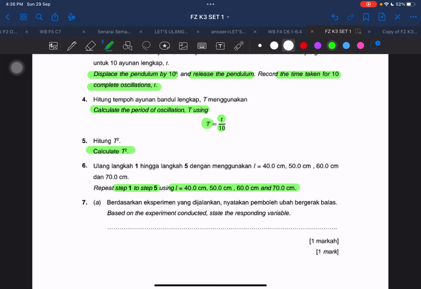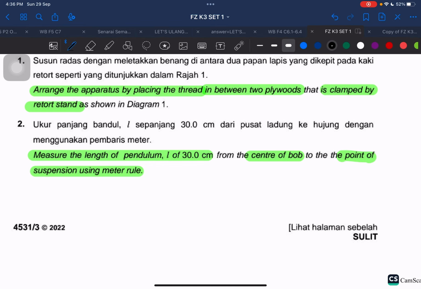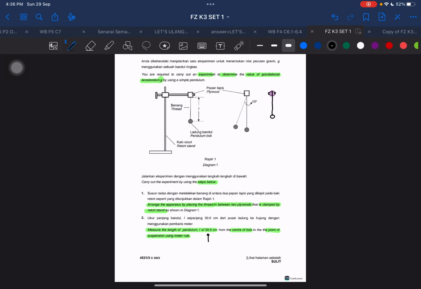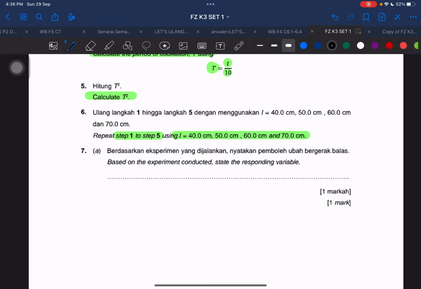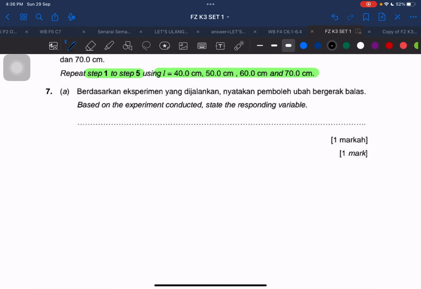You better read all of it, because from here you can see that after you do 30 cm, just now said 30 cm right here, after 30 cm you need to repeat 40 until 70. So, to save your time, you better do like this.